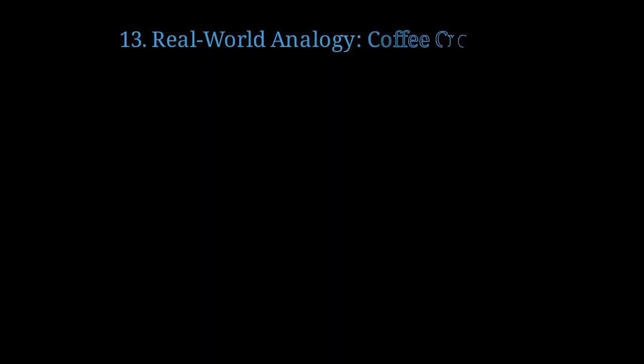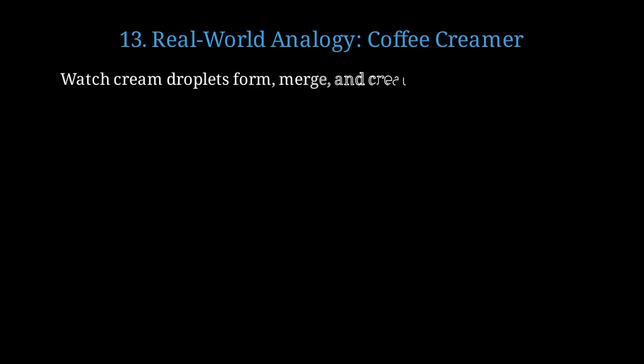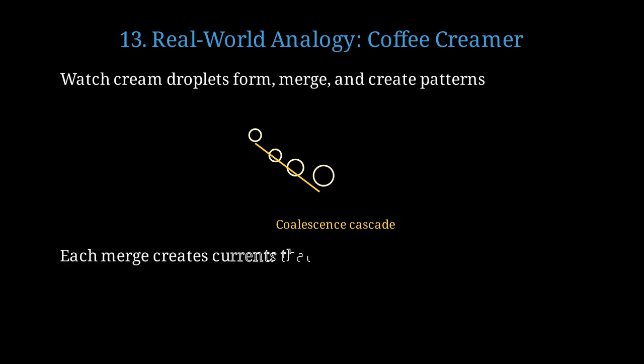Let's connect this to something familiar: pouring cream into coffee. When you pour cream into coffee, you can watch tiny droplets form, merge, and create beautiful swirling patterns. This is coalescence in action. Droplets merge in a cascade, each coalescence event triggering flows that cause more mergers. The fluid dynamics from each merger create currents that bring more droplets together, creating a cascade effect.